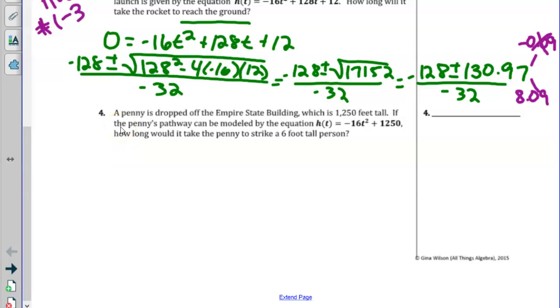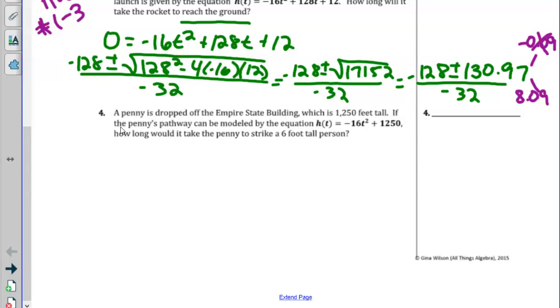A penny is dropped off the Empire State Building, which is 1,200 feet tall. If the penny's pathway can be modeled by the equation h of t equals negative 16t squared plus 1,250, how long would it take the penny to strike a 6-foot tall person? What do I do here? What does the 6 represent?